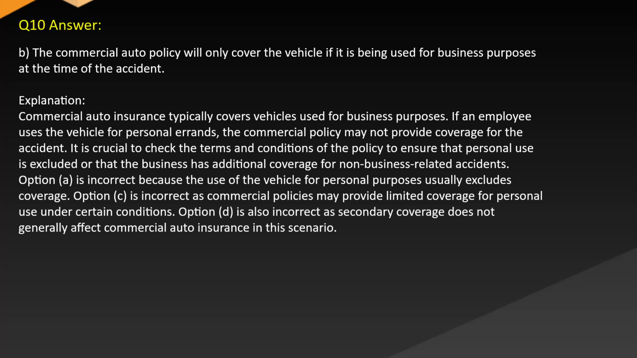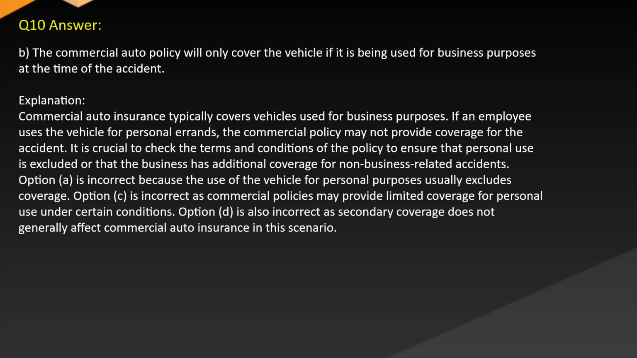Answer. B. The commercial auto policy will only cover the vehicle if it is being used for business purposes at the time of the accident. Explanation. Commercial auto insurance typically covers vehicles used for business purposes. If an employee uses the vehicle for personal errands, the commercial policy may not provide coverage for the accident. It is crucial to check the terms and conditions of the policy to ensure that personal use is excluded or that the business has additional coverage for non-business related accidents.